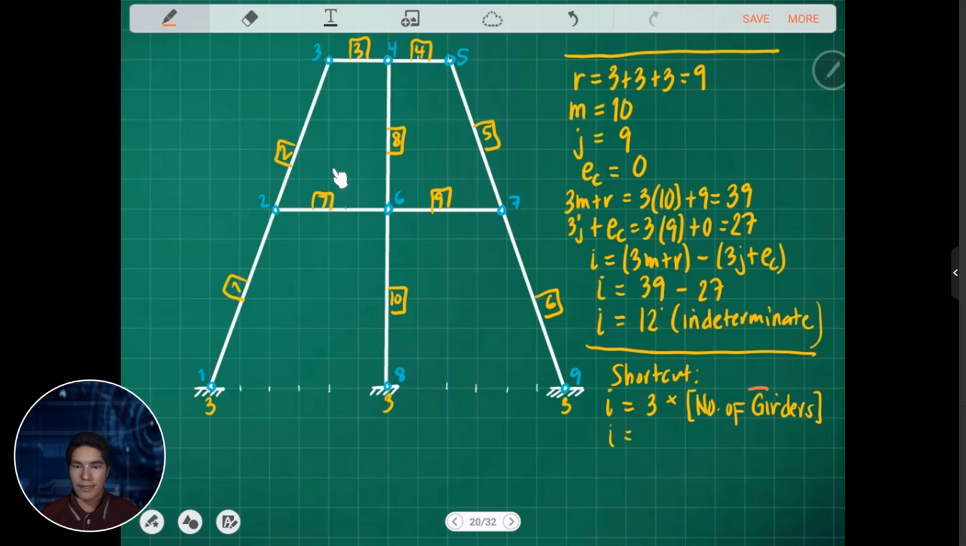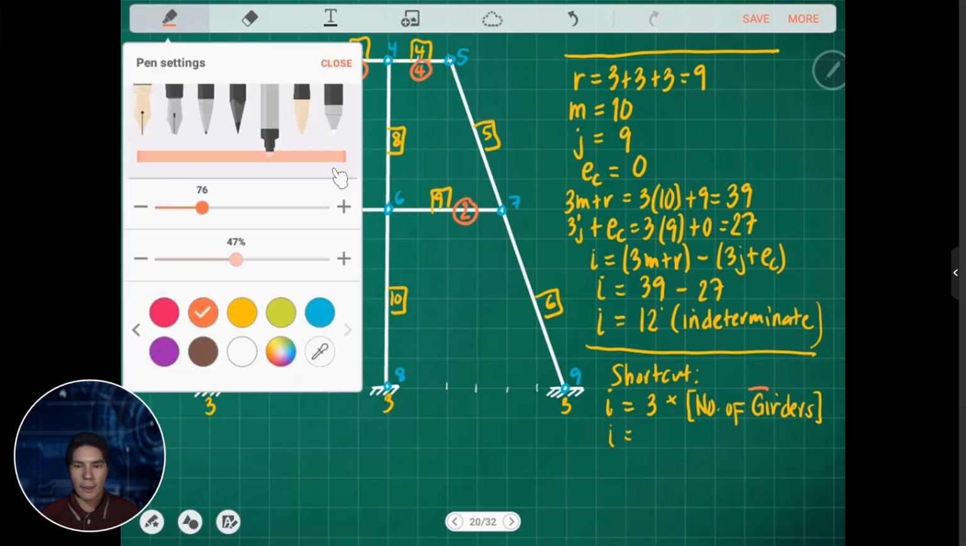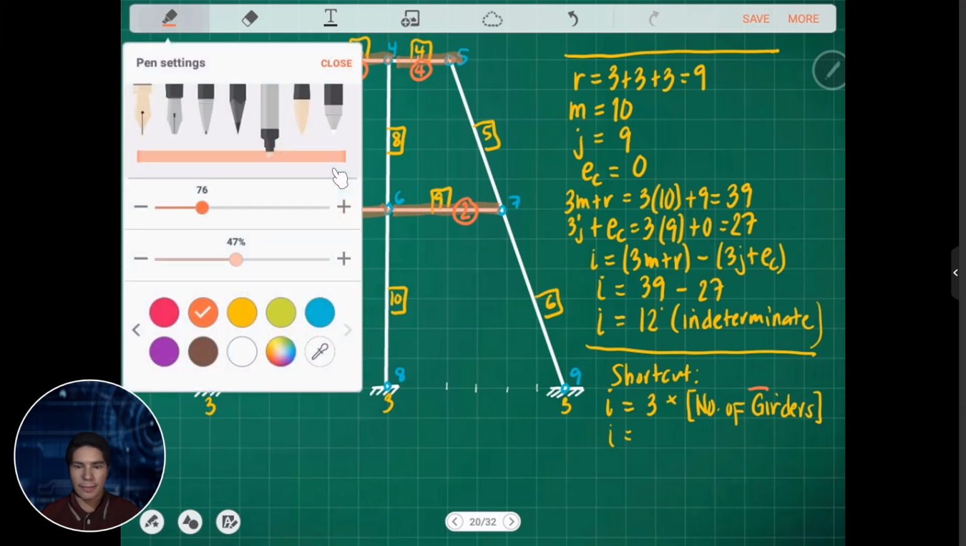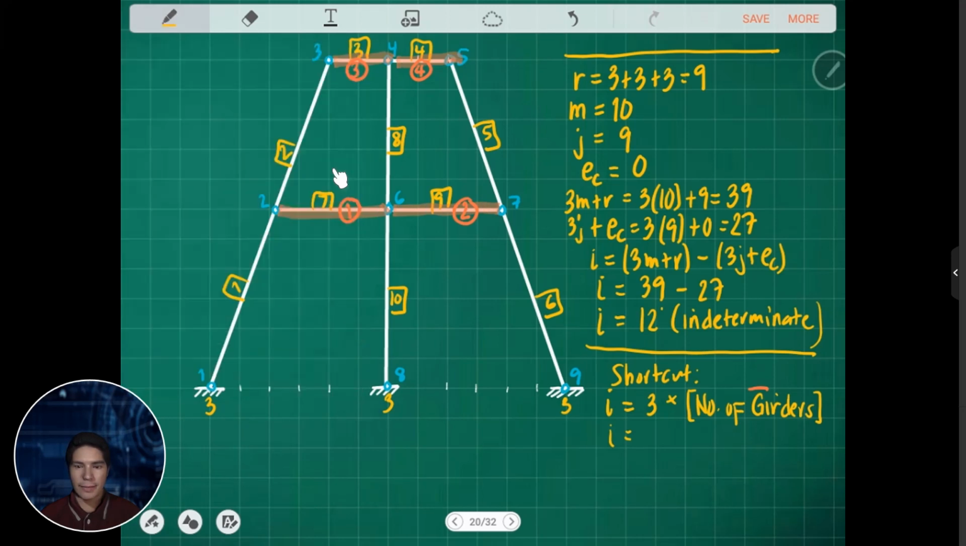So we have 1, 2, 3, and 4. Okay, so these are the girders. 1, 2, 3, 4. So a total of 3 times 4. So I is 12 degrees indeterminate.